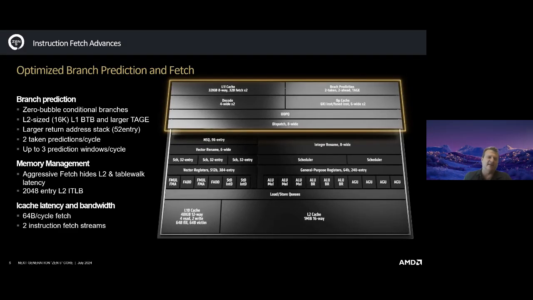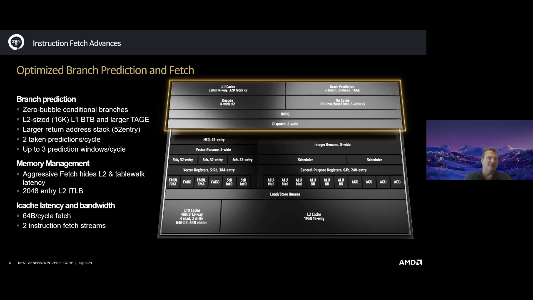So going back to the beginning of the machine, it all starts with our branch predictor. We have no bubbles when predicting conditional branches. We actually grew our L1 BTB to 16K, about the size of our traditional L1s before, and grew our TAGE capability. The return address stack for call-return subroutine programming, we grew it to hold 52 entries. We can do 2 taken branch predictions per cycle and have up to 3 prediction windows per cycle.